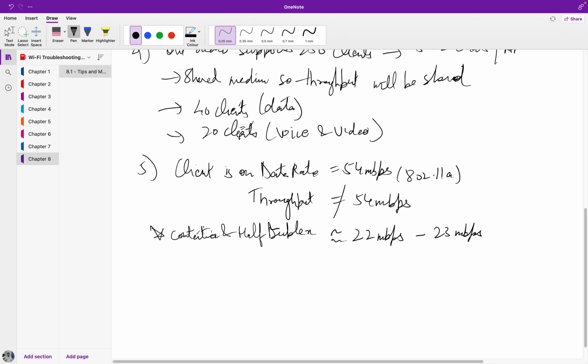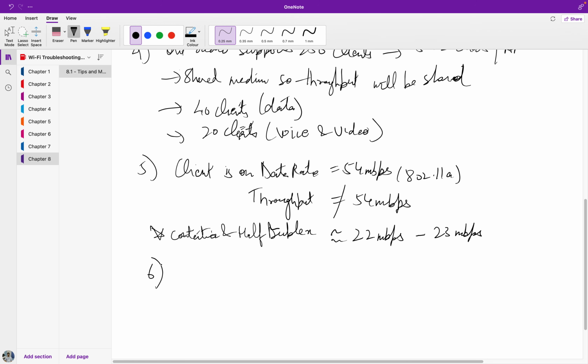And this is all good knowledge for you as well, because when you troubleshoot, you at least should know that if my data rate is 54, throughput cannot be 54. You've got to know that as well. And again, I put a lot of light on all these points in the other course. So if you want, you can explore that as well.